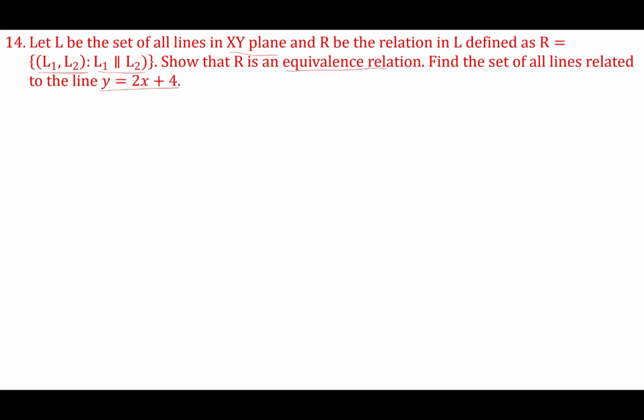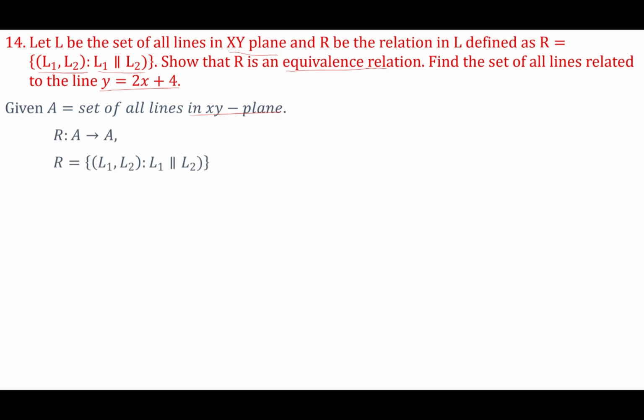Now, at first, in the given relation, set A has all lines in the xy plane, and relation R is defined on set A as R equal to (L1, L2) such that line 1 must be parallel to line 2. This is the definition of the given relation. We have to show that this relation R is an equivalence relation.